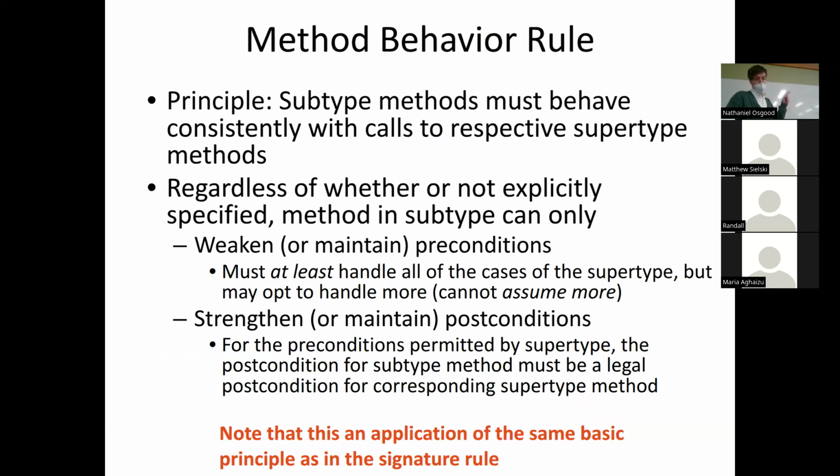But the second thing is behavior. Subtype methods have to behave in a way that's consistent in terms of the post-conditions they guarantee with respect to their corresponding supertype methods. And here, in terms of behavior, the methods in the subtype can only weaken or maintain preconditions. They can accept more. Remember that notion for parameters? They can accept more things, right?